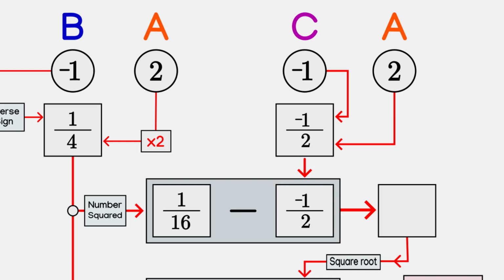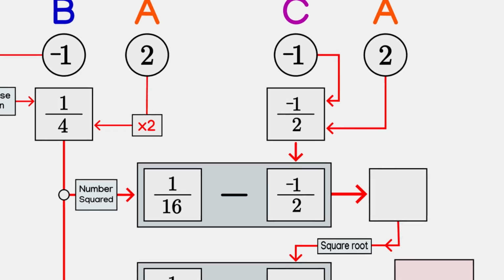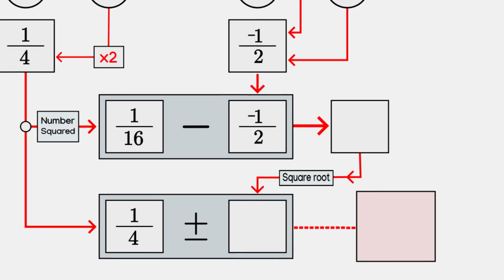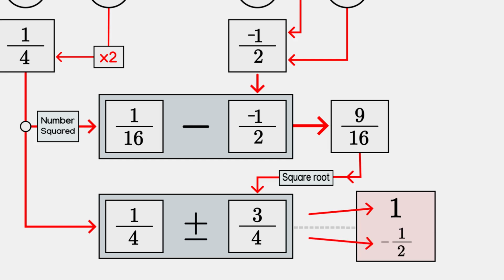Next in the flow, place 1/16 minus -1/2 into the next box, which equals 9/16. Take the square root. Final calculations. First value, 1/4 plus 3/4 equals 1. Second value, 1/4 minus 3/4 equals -1/2. And those are the roots we mentioned at the start.